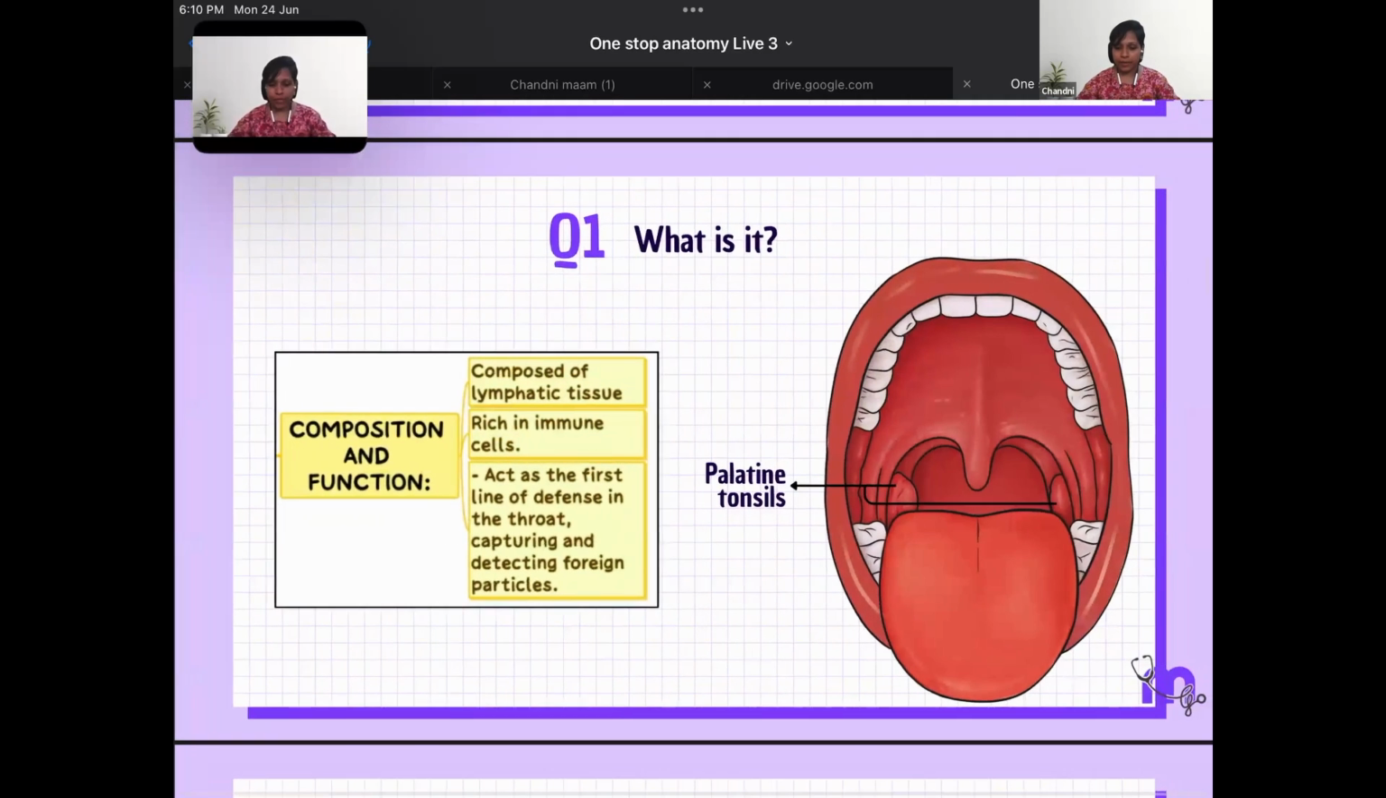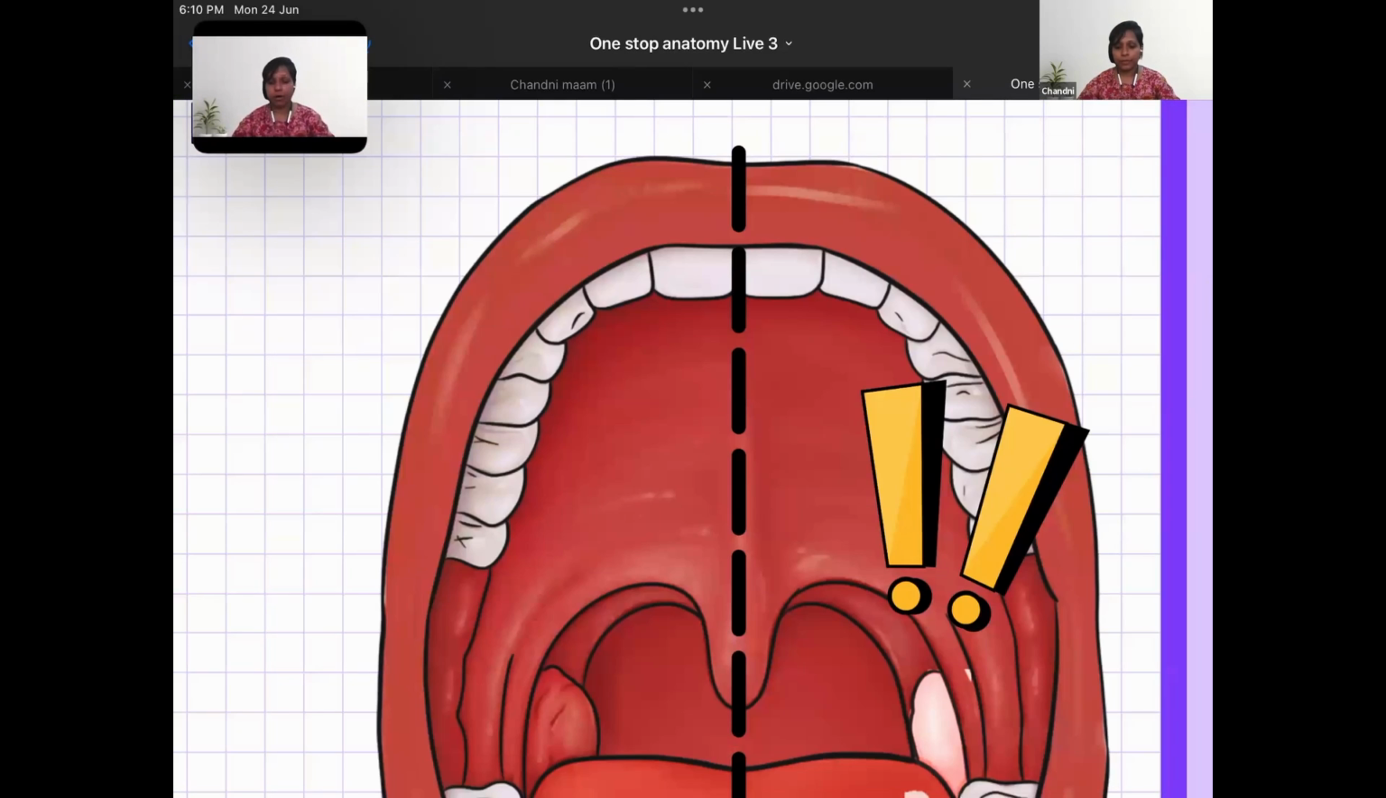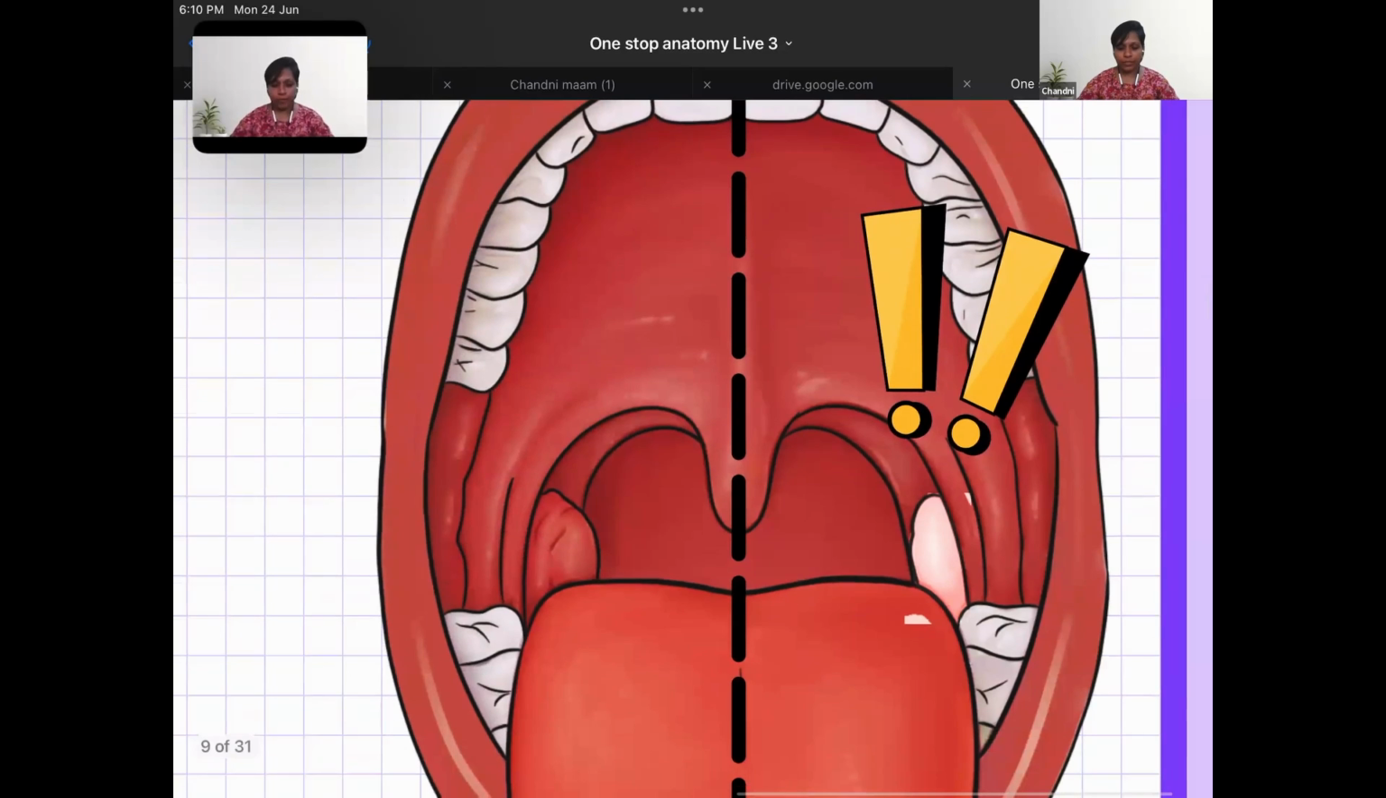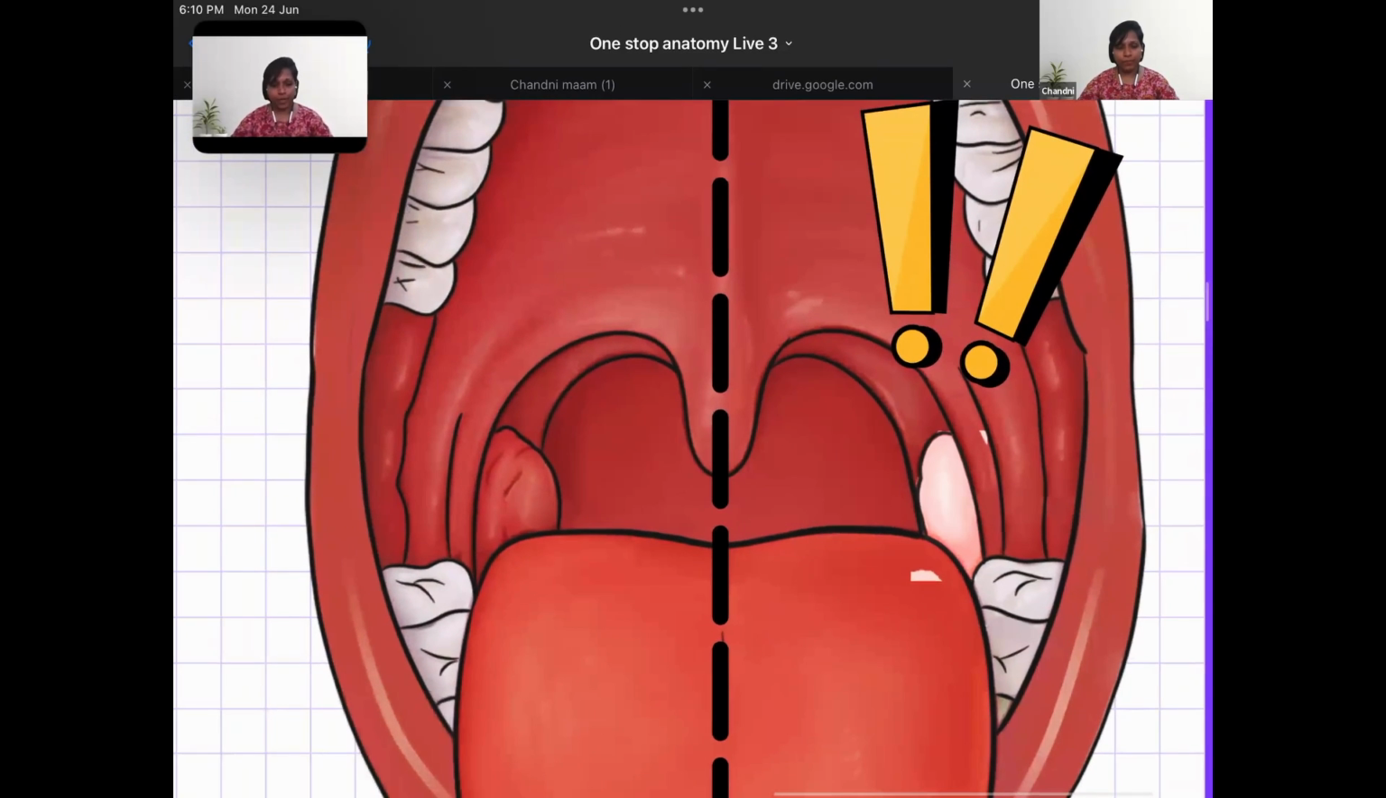Now, these exclamation marks here I've put because if you look at this picture, it's a comparative picture. There's one tonsil that is pink, a healthy pink color. A healthy pink color indicates a tonsil that's not infected. But if the tonsil is whitish in color or has white or whitish-yellowish patches, this is an indicator of an unhealthy or infected tonsil.